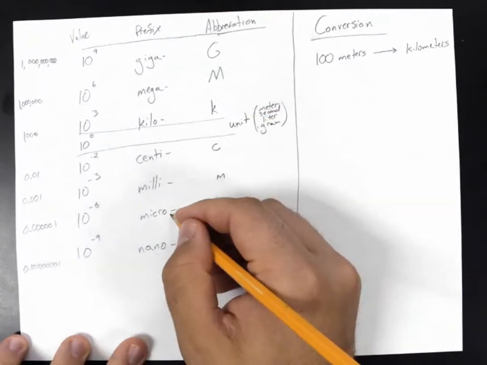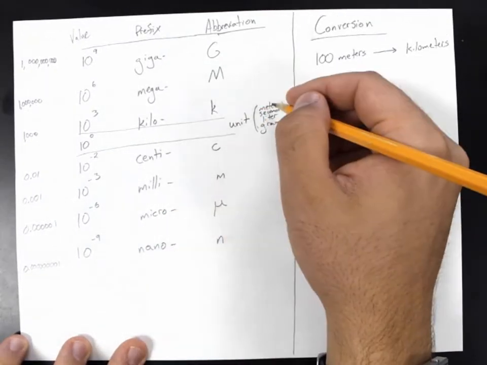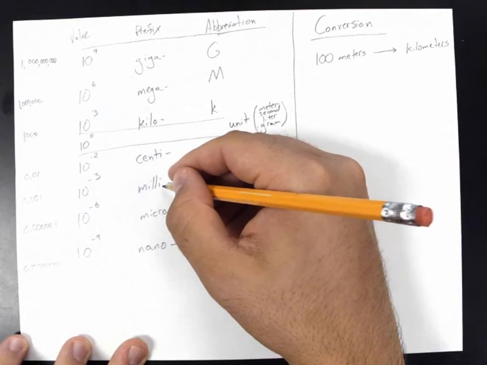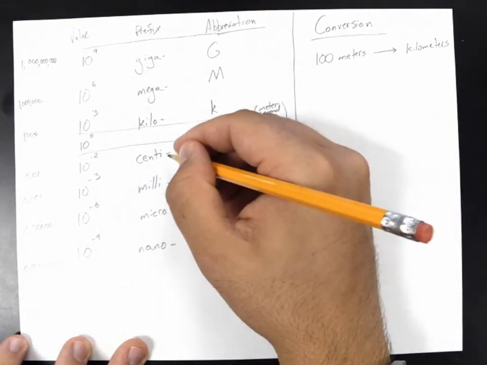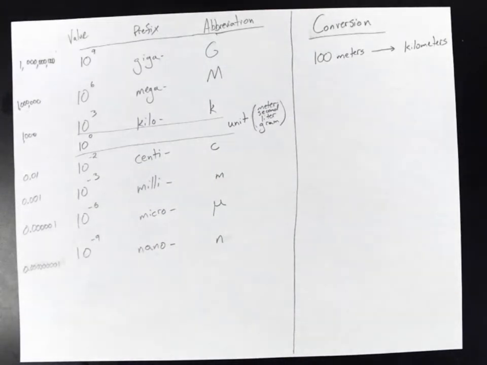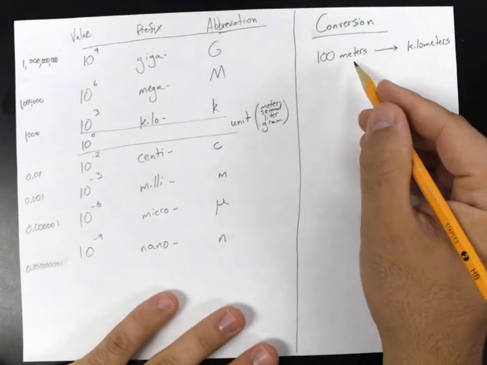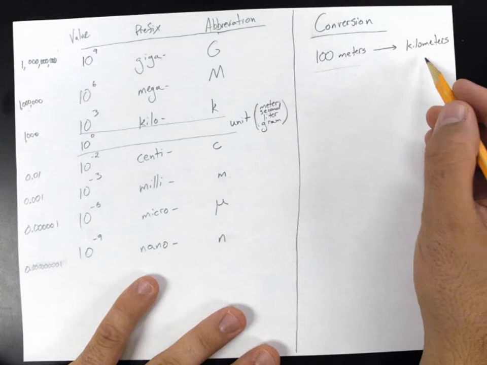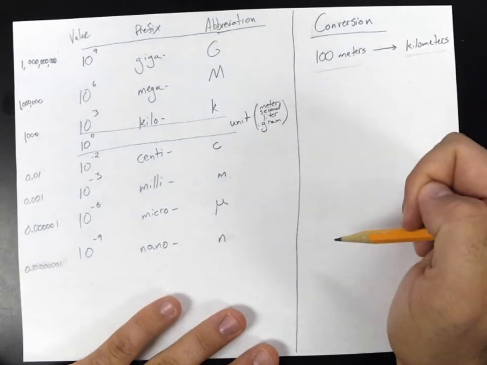So it takes 1 billion nanometers to make a full meter. It takes 1 million micrometers to make a full meter. It takes 1,000 millimeters to make a meter and 100 centimeters to make a meter. Now, sometimes this can get a little bit confusing, so we'll do a couple conversions to practice. So why don't we change 100 meters into kilometers, okay, kilometers.